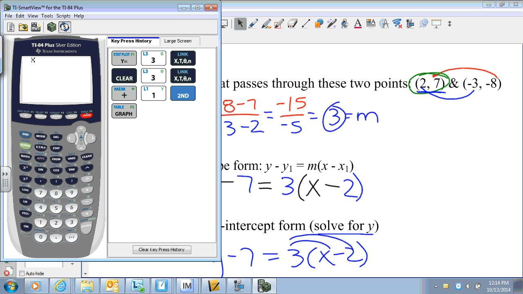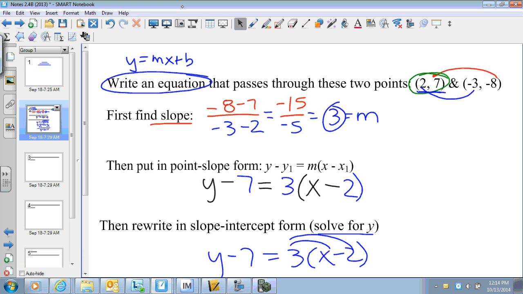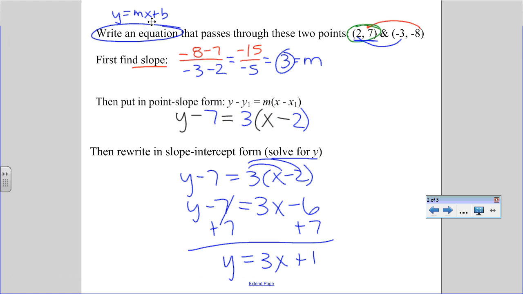So I'm going to go look at my table. There's -3, -8. And it so happened they're on the same screen. -3, -8. And then 2, 7. All right? So that's going to allow us to see that that is the right equation. All right? Let's take a look at the next one.